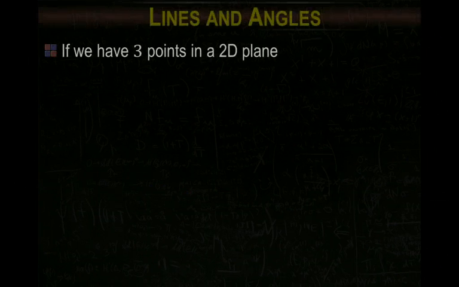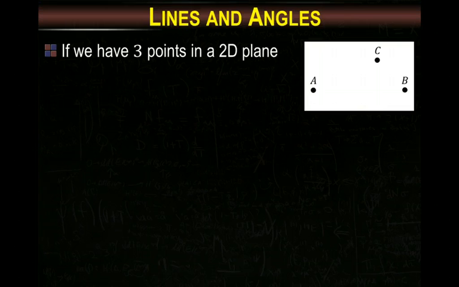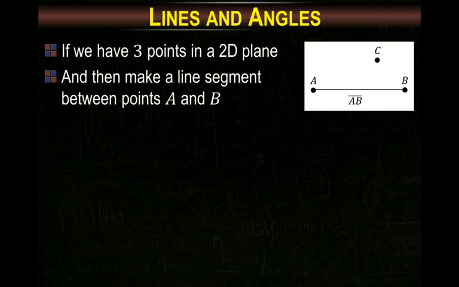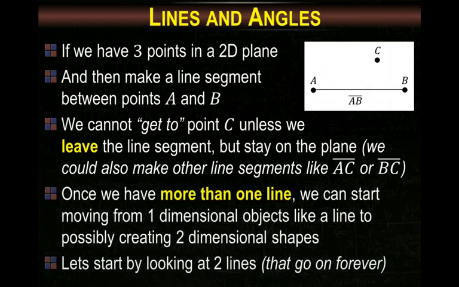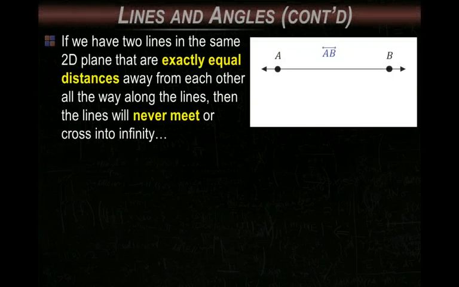The next step after lines is, what if we have 3 points in a plane? Okay, so you know that we can have a line segment between A and B. The only way to travel to point C is to leave this line. Like if this was a highway, there's no way we could get to C, if say C was a city, without leaving that highway. We'd have to jump onto a different highway. We could have a different line segment, but in other words, in order to get to point C, we have to leave the one-dimensional plane, okay? So we leave it to move to a 2-dimensional plane, and therefore we create a 2-dimensional shape. We need more than 1 line to get to point C, okay?